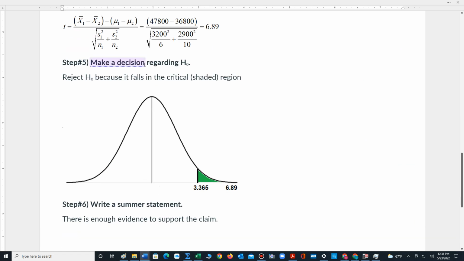We now make a decision regarding H naught. 6.89 definitely falls in the critical region, so we reject H naught. And then our summary, since the claim was H sub 1 and we're rejecting H naught, is that there is enough evidence to support the claim. Thank you for watching the video.